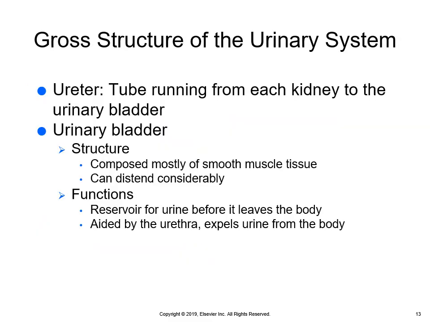All right, so we talked about the kidneys. Now we're going to look at the last few parts of the urinary system, basically how the urine gets from the kidneys to the outside of the body. These are the last few remaining structures that will make that happen. So we start with the ureters.